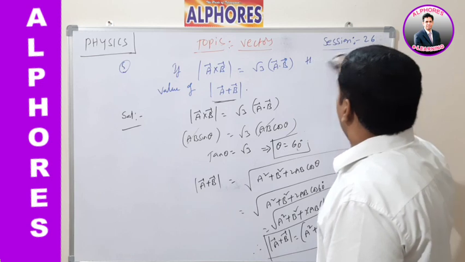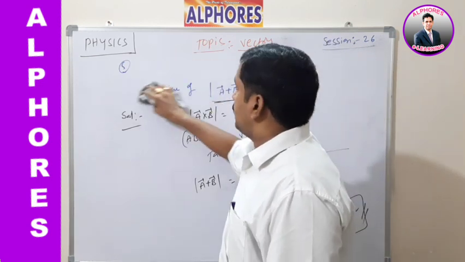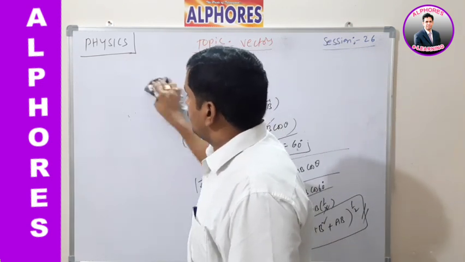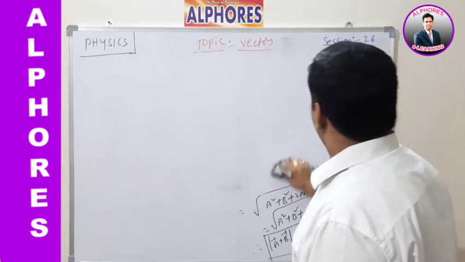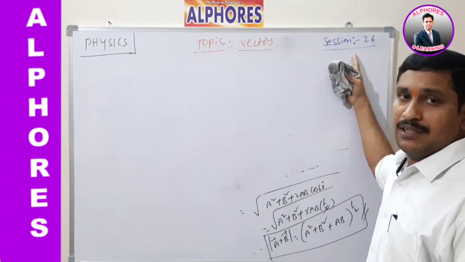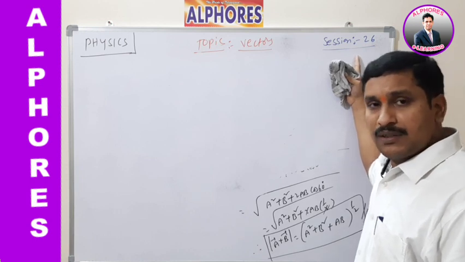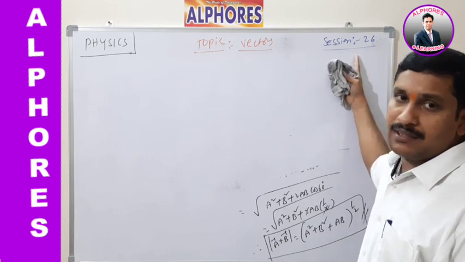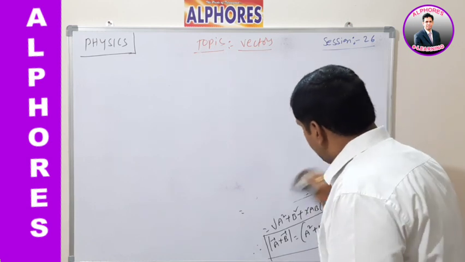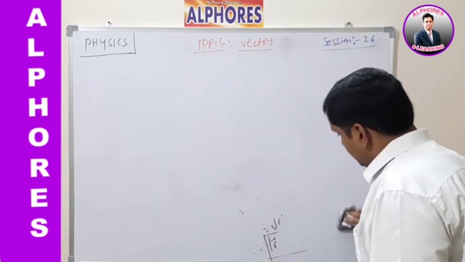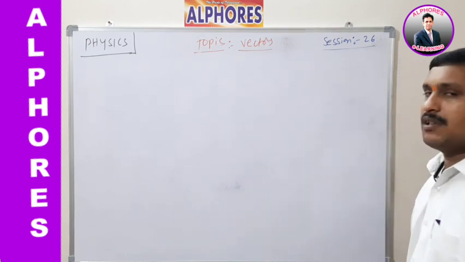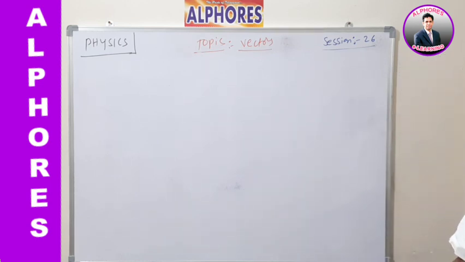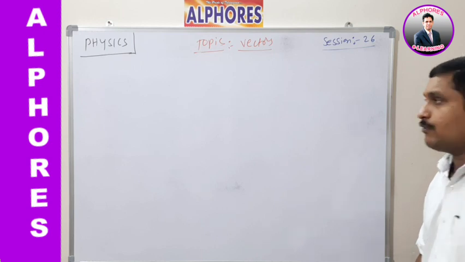Then I have to give one more problem based on the cross product of two vectors. That means the total sessions, session number 25 and session number 26, belong to the problems related to the cross product of two vectors. Okay, all of you students follow these sessions. Other problems related to the cross product of two vectors. Okay, now I have to give one more problem.